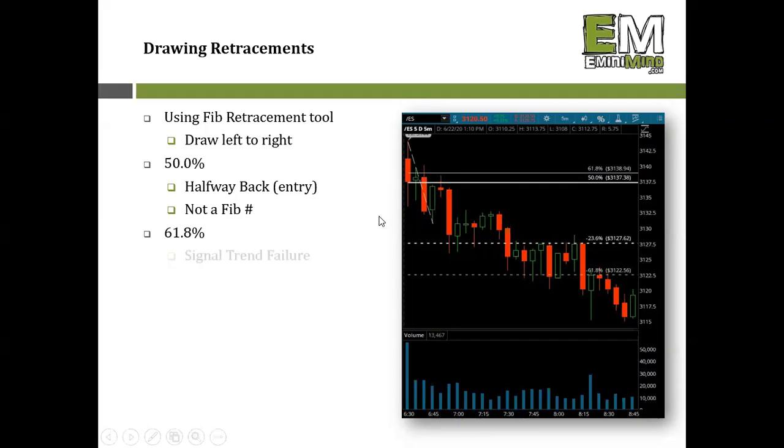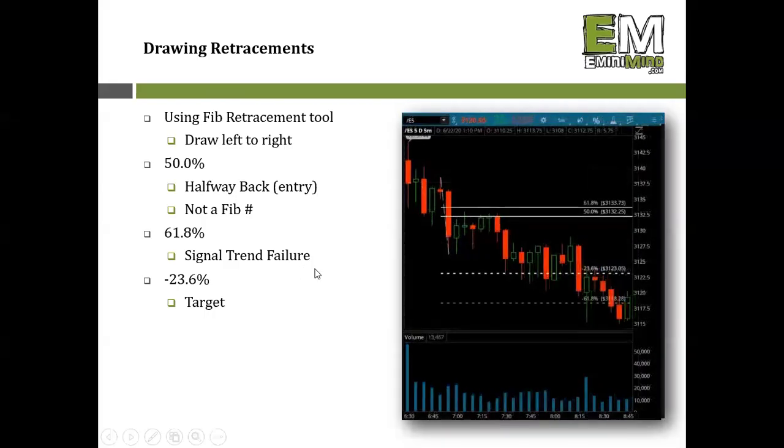The 61.8 is the failure point, and then the negative 23.6 is the projected target. You don't have to actually have an order there to exit the trade. That just gives a general idea of what we'd be looking for the market to break lows and continue on, or break highs and continue on from there.